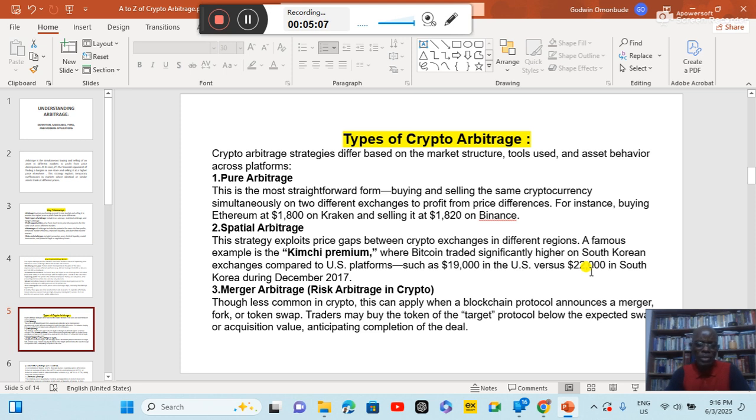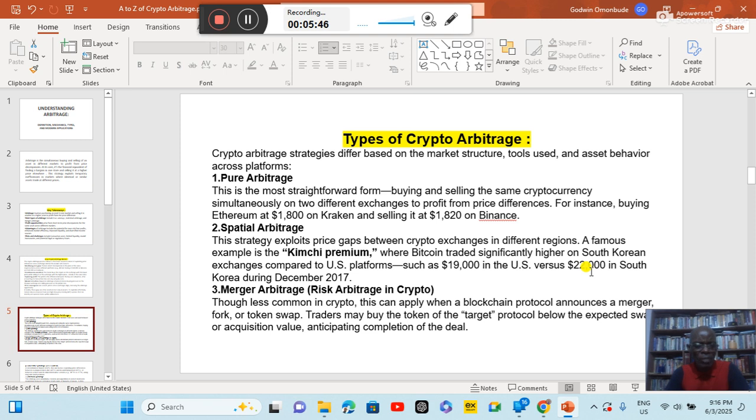This arbitrage exploits the price gap between crypto exchanges in different locations. A famous example was the Kimchi Premium, where Bitcoin traded significantly higher on South Korean exchanges compared to US platforms, for example $90,000 on the US exchange versus $220,000 on the South Korean exchange.